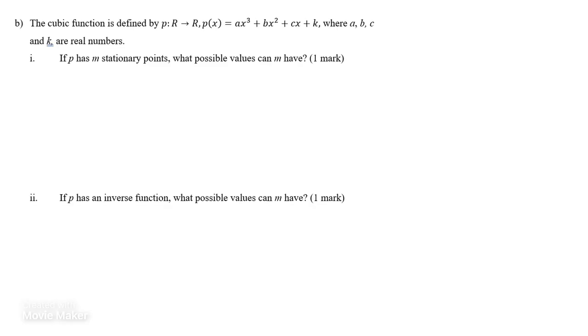The cubic function is defined by P with a domain of all real numbers. P of x is equal to ax to the power of 3 plus bx squared plus cx plus k. So it's first asking us if P has m stationary points, what possible values can m have? So in terms of stationary points, straight away we're looking at the derivative.